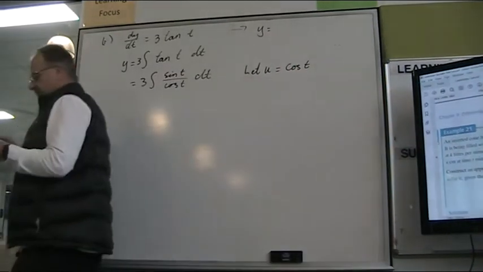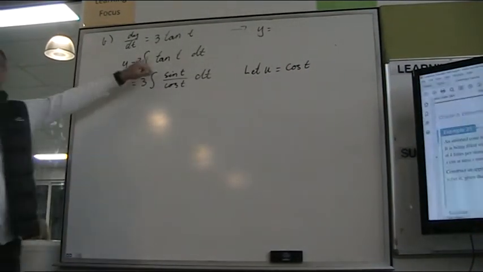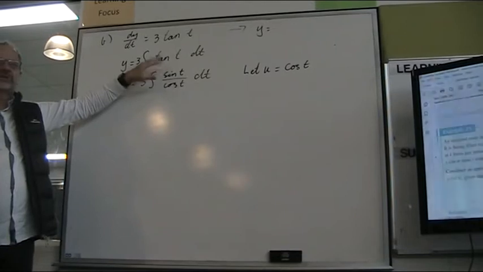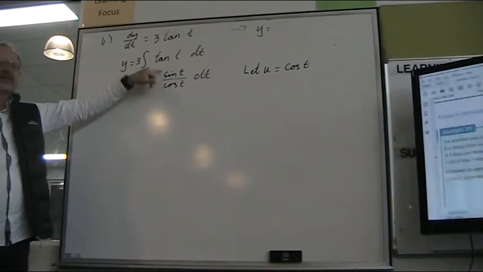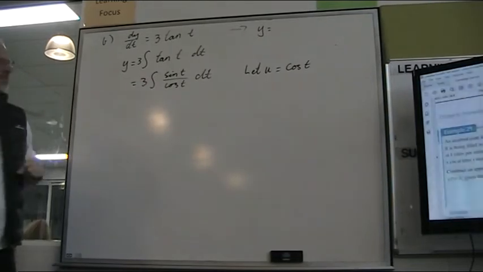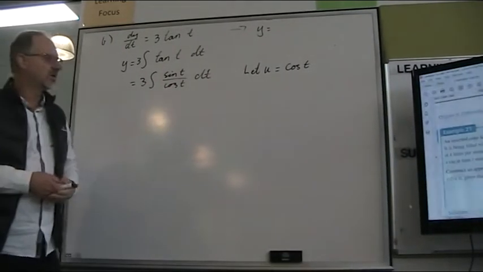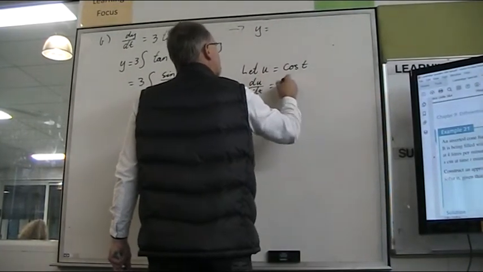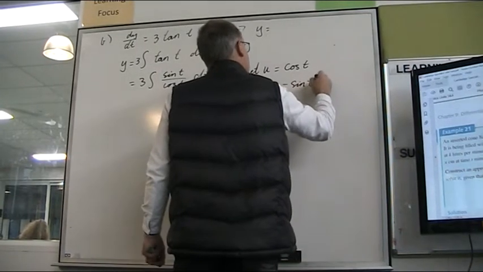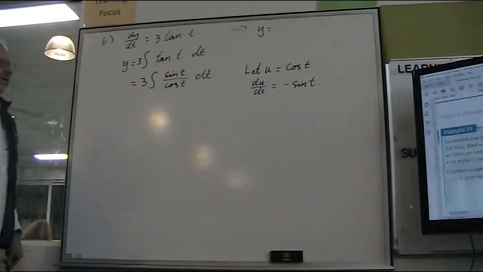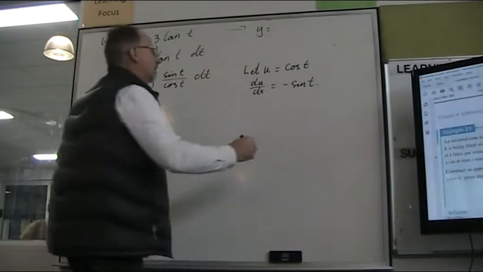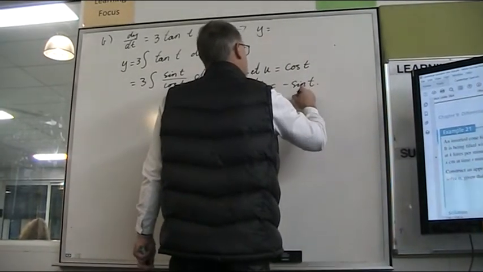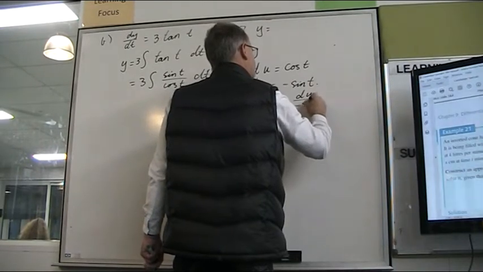This is a useful reminder: it's easy to get tripped up on tan. It's not on the formula sheet, and you wonder what you have to do. You need to rewrite it as sine on cos, and then on the bottom you let u equal cos t. That's handy because then du/dt is negative sine t, which means that dt would be du on negative sine t.